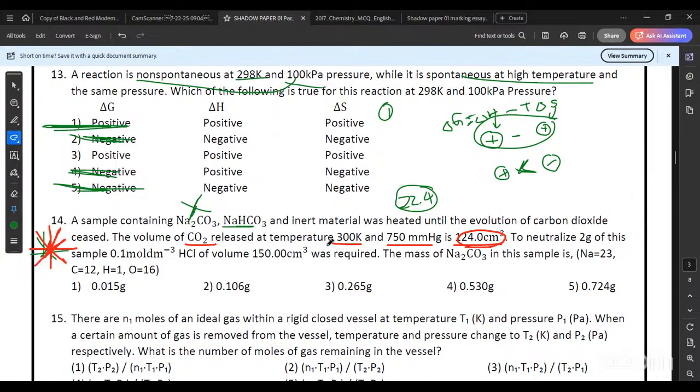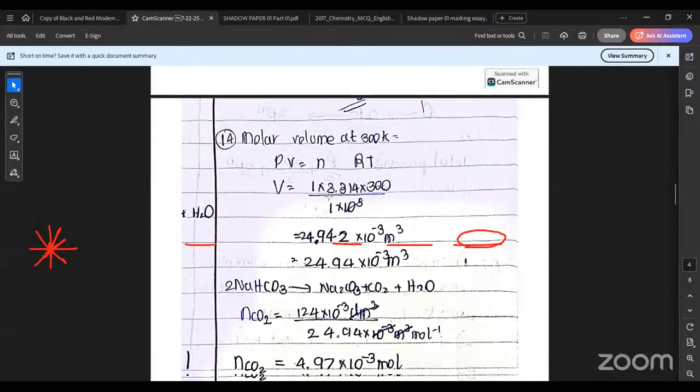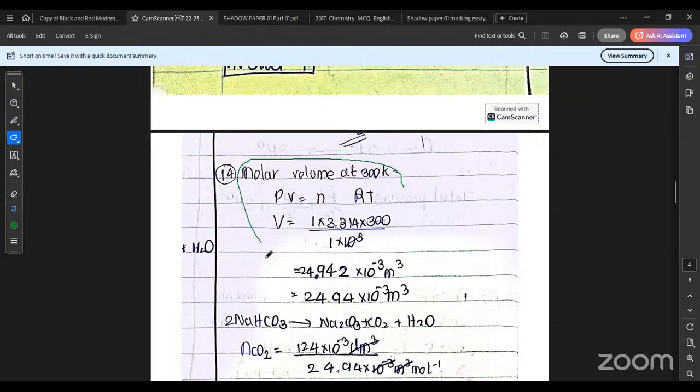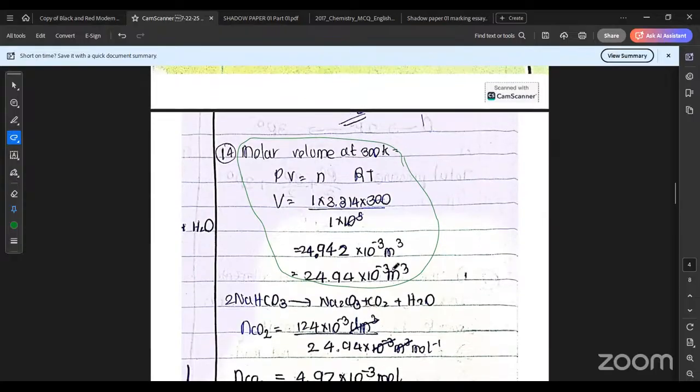Just remember that. So what you're going to do is calculate the molar volume separately in this question, and then divide by that amount. Look, that is what I have done here. This was a superb question, people. So we're going to calculate the molar volume separately at 300 Kelvin. It is 24.94, not 22.4. 24.94 cubic decimeters, so 10 to the power minus 3 cubic meters.